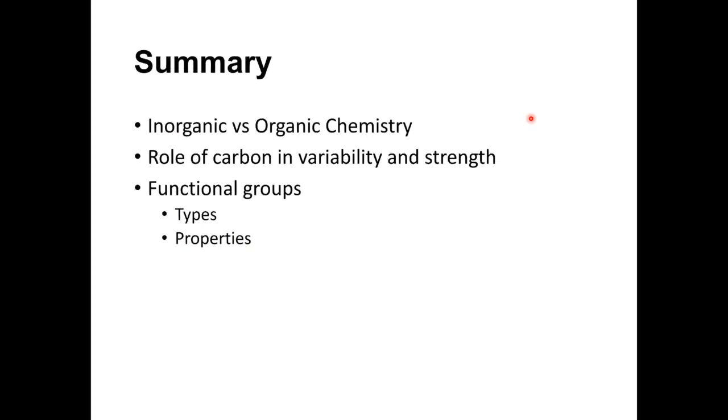So in summary, in this lecture, we defined the difference between inorganic and organic compounds, even though the definition is still fairly blurred. Then we talked about why carbon is so important in biological molecules, and ultimately this is all due to the fact that because it can form four bonds, it can guarantee variability and strength at the same time. Variability both in terms of long chains or three-dimensional shapes. And finally, we went through the different types of functional groups, and we discussed also their properties.